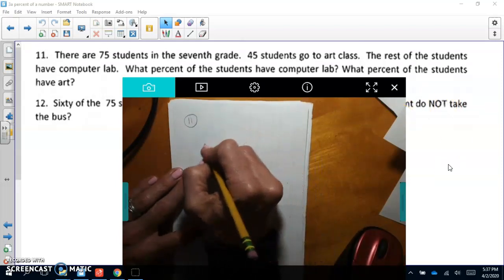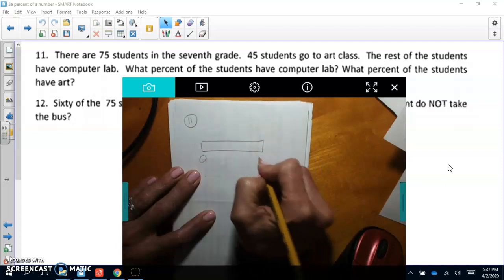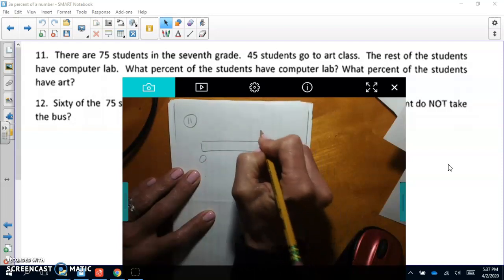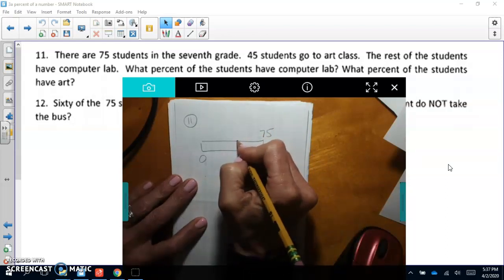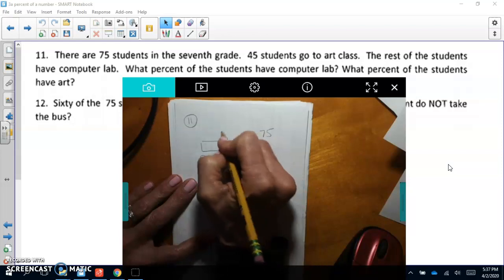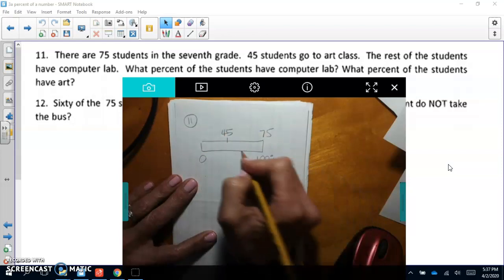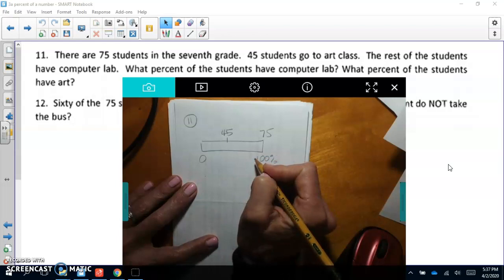Okay, so 75 students in the 7th grade, so 0 to 100%. And we know there's 75 students in the 7th grade, and 45 of them go to art class. So 45 is a little bit under 50. And the rest of the students have computer lab.